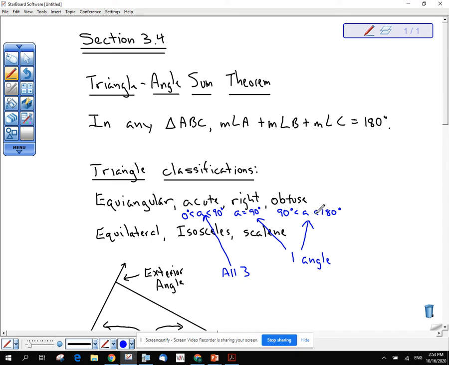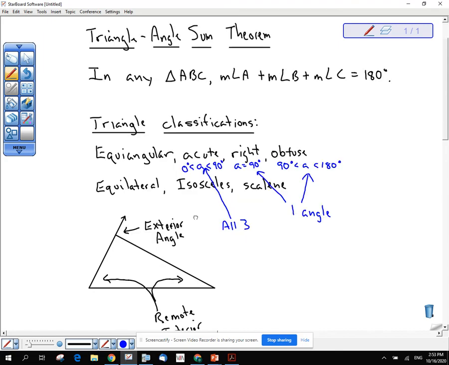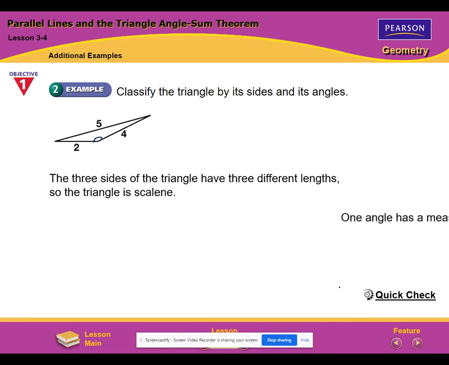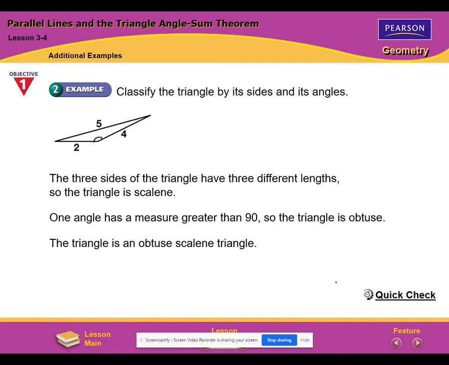So if it has one obtuse angle, it's an obtuse triangle. Obviously, it can't have two because that'd be more than 180 just for the two angles. If it has a right angle, you've seen plenty of right triangles before. There's only going to be one right angle. The other two angles are going to be acute. Glad I could clarify that. Okay, so we said this one, obtuse, scalene.